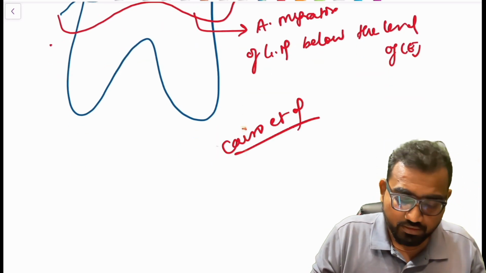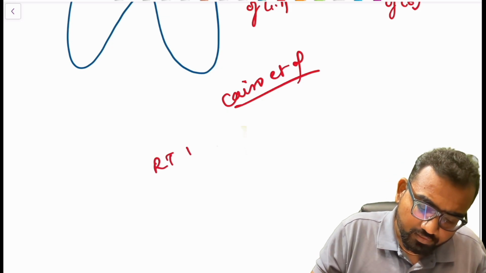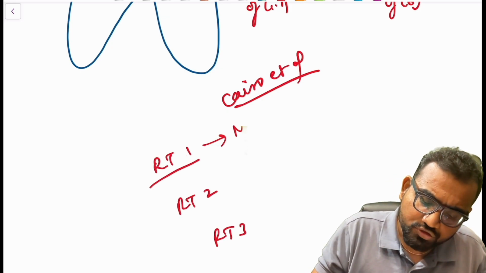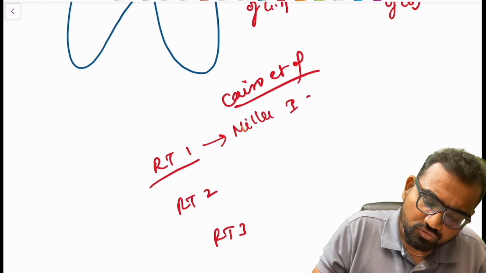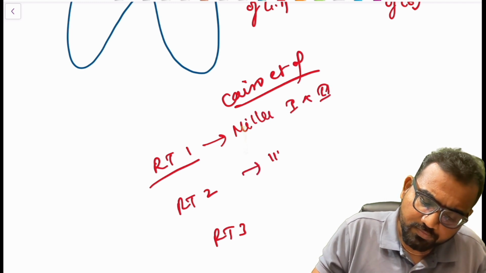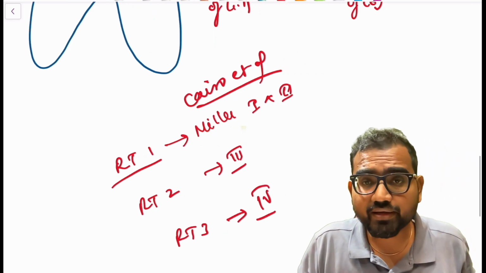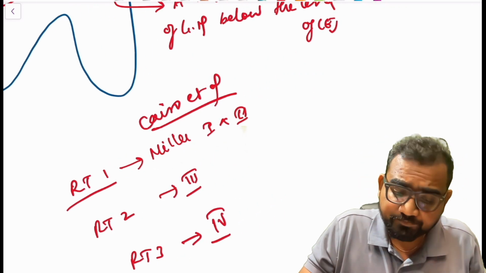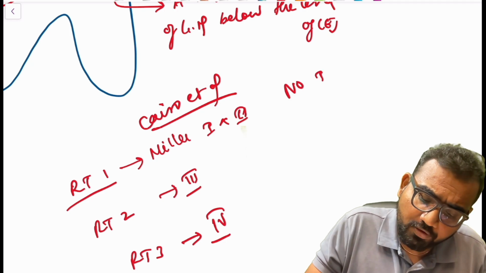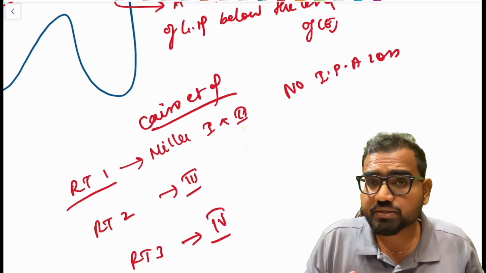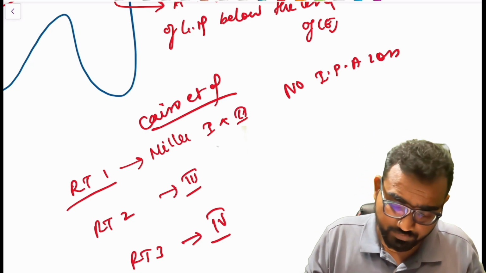He classified it. So RT1, RT2, RT3. RT1 corresponds to Miller's class 1 and class 2. RT2 corresponds to Miller's class 3. RT3 corresponds to Miller's class 4. In RT1, there is no interproximal attachment loss. Okay, there is no interproximal attachment loss.